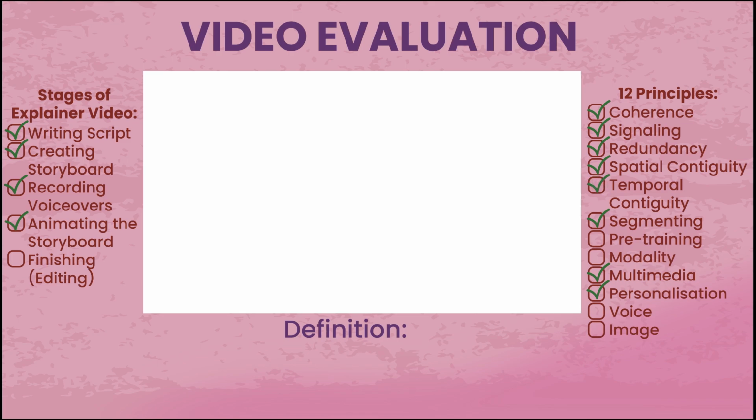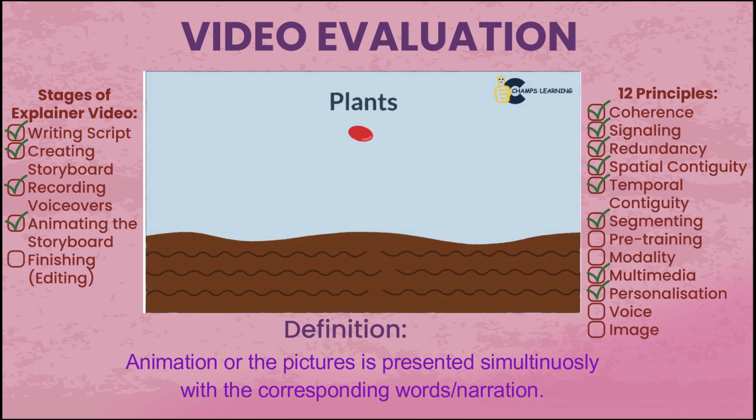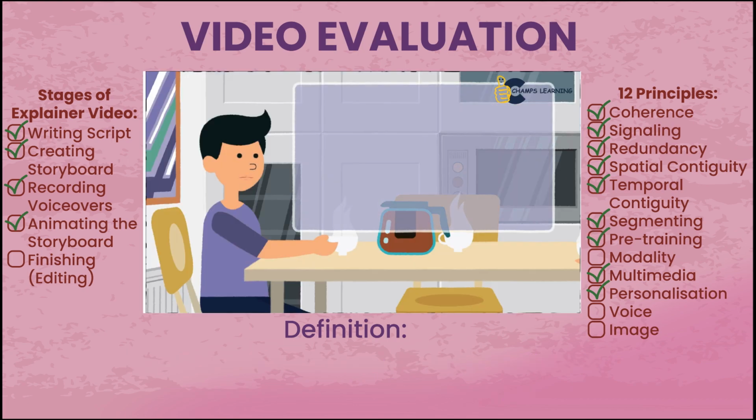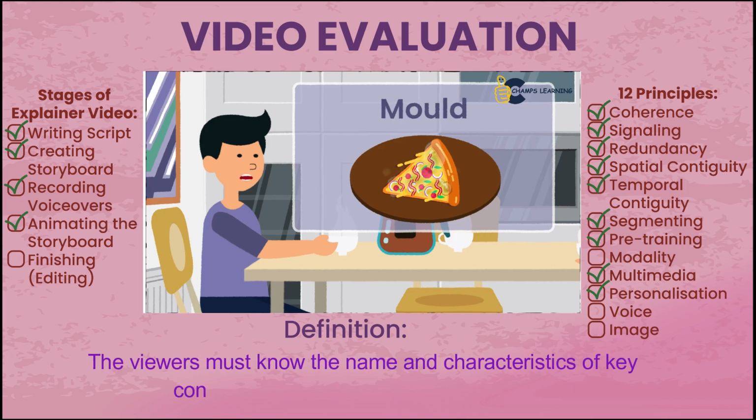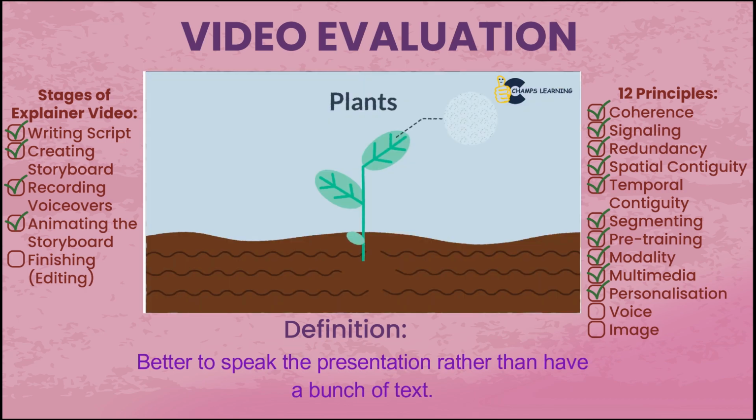Second, temporal contiguity principle. In the video, the animation or the picture is presented simultaneously with the corresponding words or narration. Third, pre-training principle. What mold is, is first explained before going into the whole concept of mold. Fourth, modality principle. The video presents the script as speech rather than on-screen text. So, the video does not display a bunch of text.